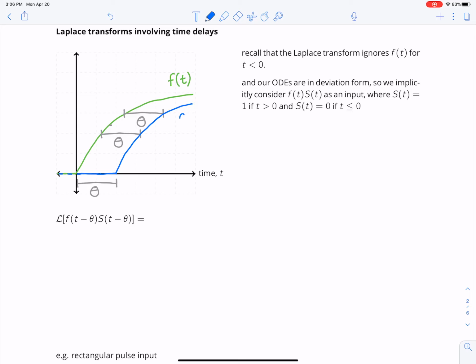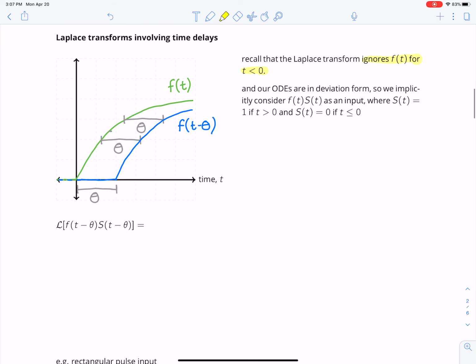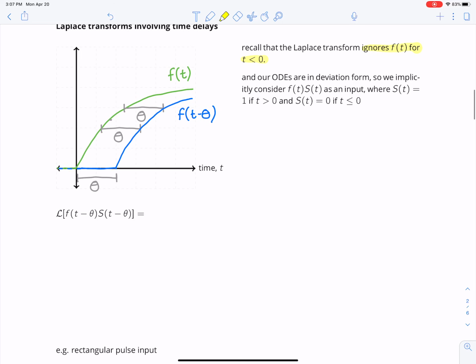All right, so this here is f of t minus theta, right? And what we've done is we've pulled the green function to the right, and we've brought the t less than 0 component with it. And remember, this is just a reminder that when we take the Laplace transform of a function, it ignores f of t for t less than 0. So what we need to do is assume f of t is 0 for t less than 0 anytime that we are taking the Laplace transform of functions.